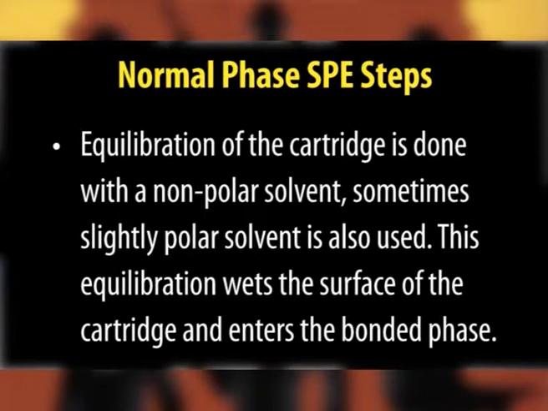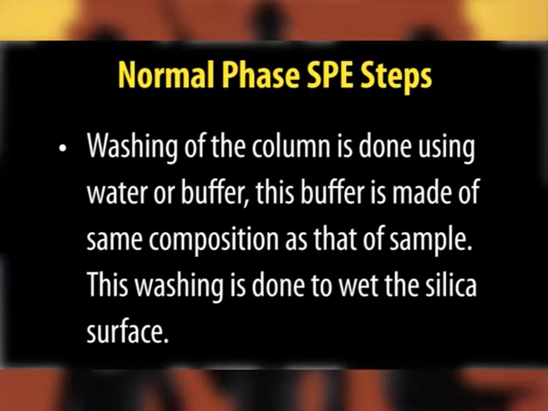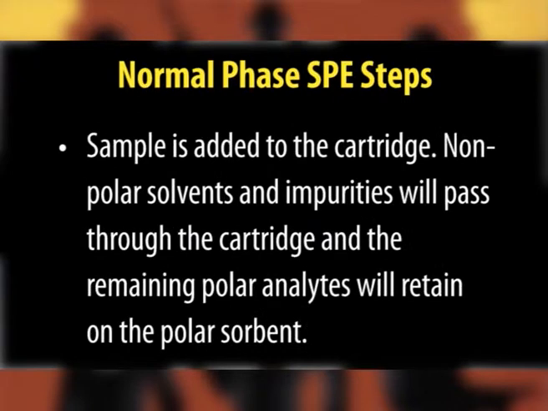Equilibration of the cartridge is done with a non-polar solvent. Sometimes a slightly polar solvent is also used. This equilibration wets the surface of the cartridge and enters the bonded phase. Washing of the column is done using water or buffer. This buffer is made of the same composition as that of the sample. This washing is done to wet the silica surface.